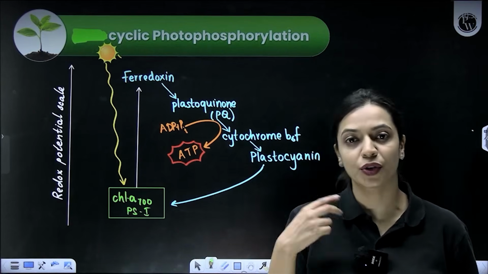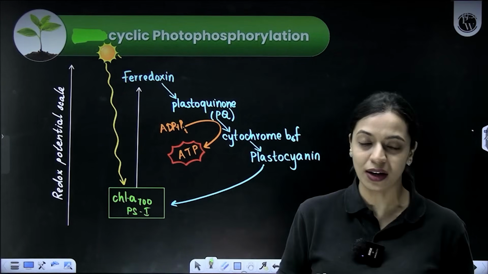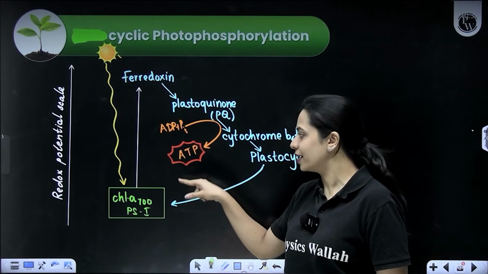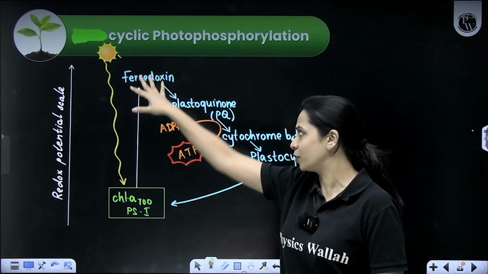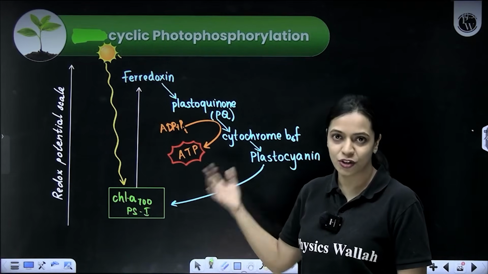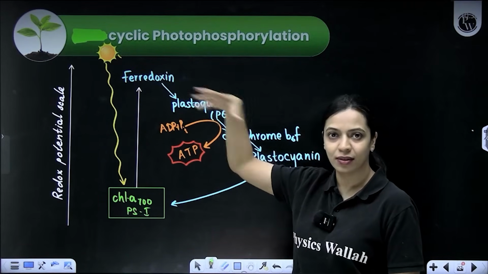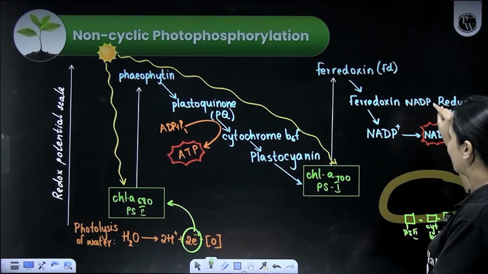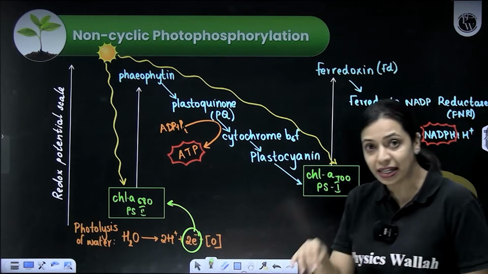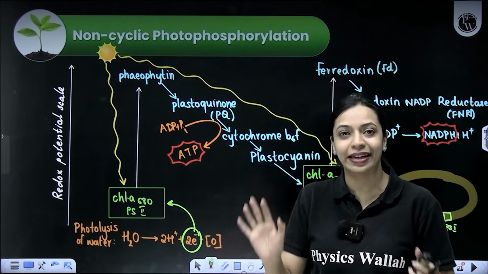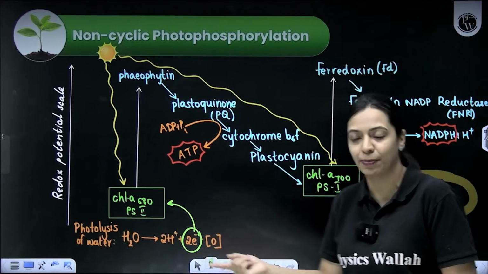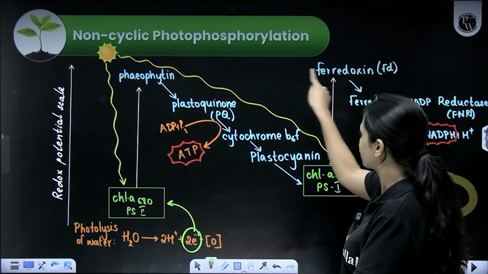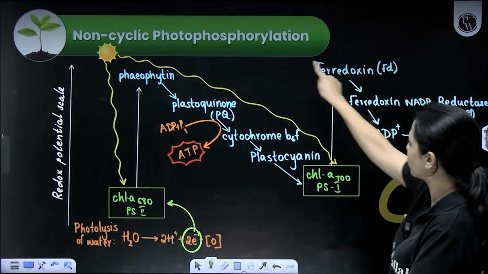In cyclic photophosphorylation, you don't have both photosystems involved, only PS1 is involved. So here you can see chlorophyll A700 is illuminated with light. Central magnesium loses an electron, which is picked up by ferredoxin. Earlier we saw ferredoxin passes it on to ferredoxin NADP reductase, but near the stroma lamellae there is no NADP reductase, so it cannot pass it on there. What does it do instead? It passes it on to plastoquinone. See, it is going in this direction, it's not going like this, it's going like this.